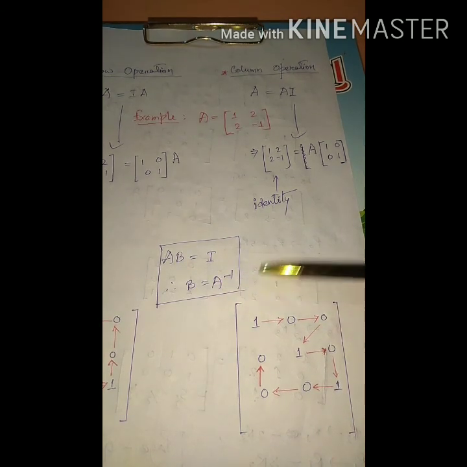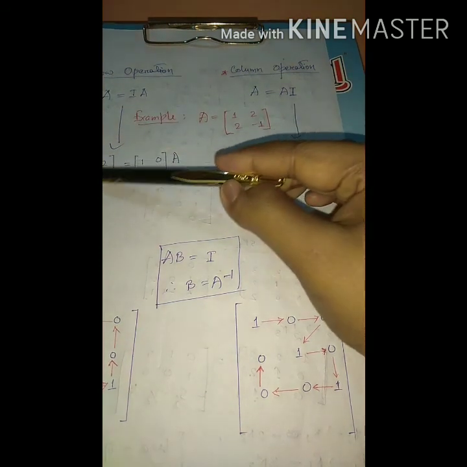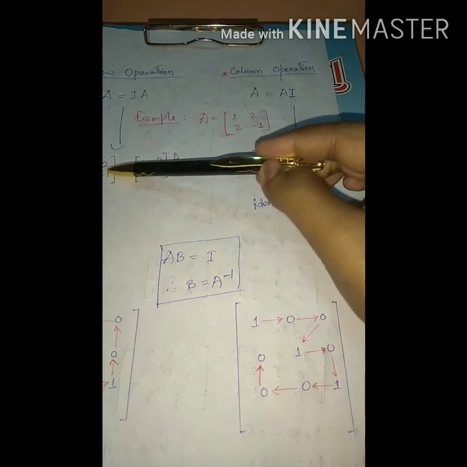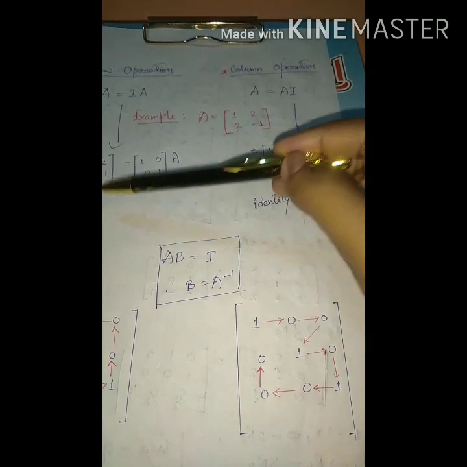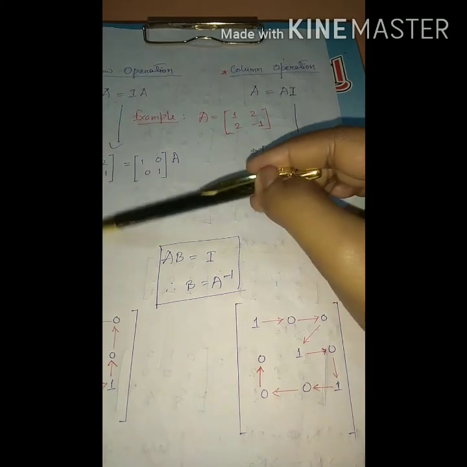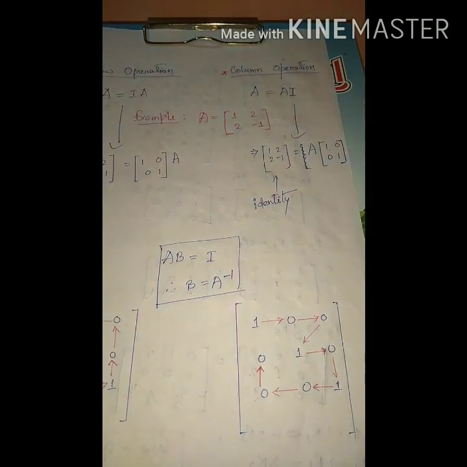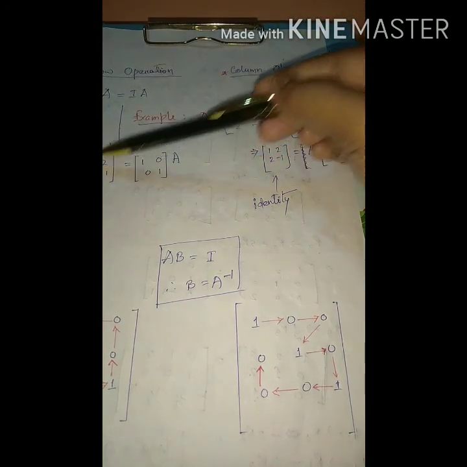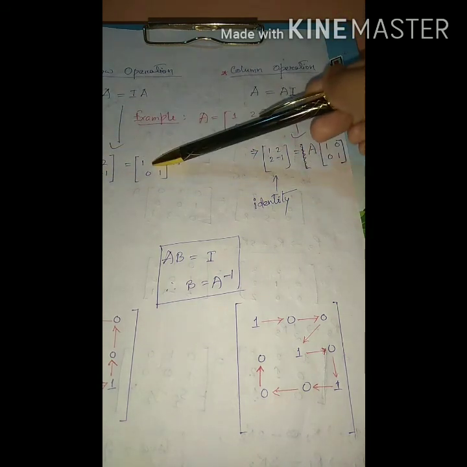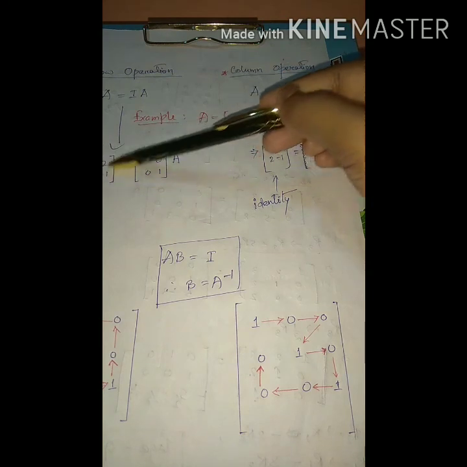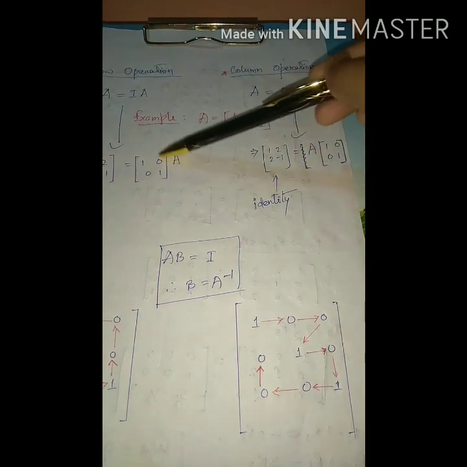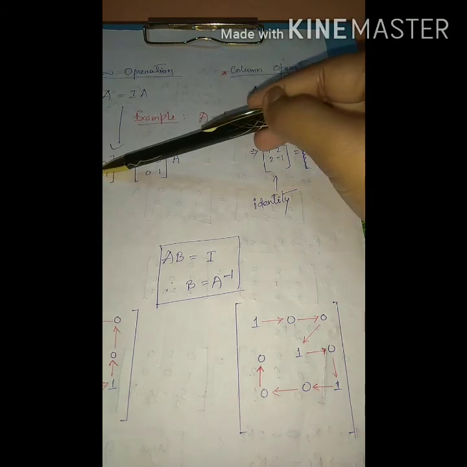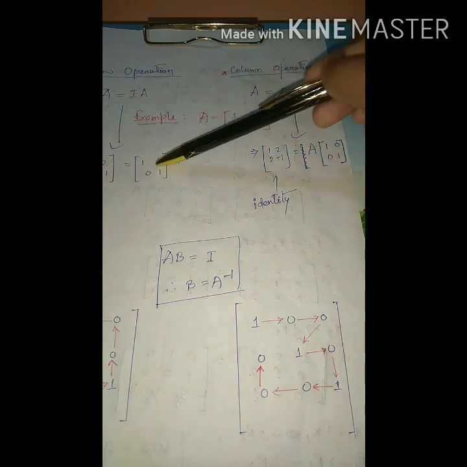For that reason, we have to convert this result to the identity matrix with the help of elementary operations. Is it clear? Similarly, here we have to convert this result to the identity matrix with the help of elementary operations. Now one more thing: when we apply an elementary operation here, the same step we have to apply here also. And if you get this as the identity, then this result we consider as B. So BA equal to I, then A inverse equal to B.